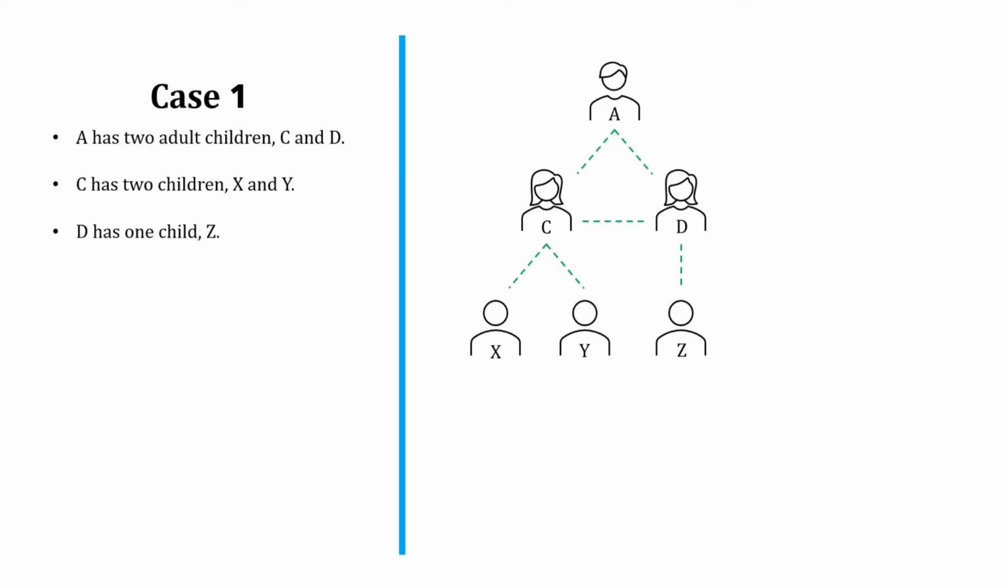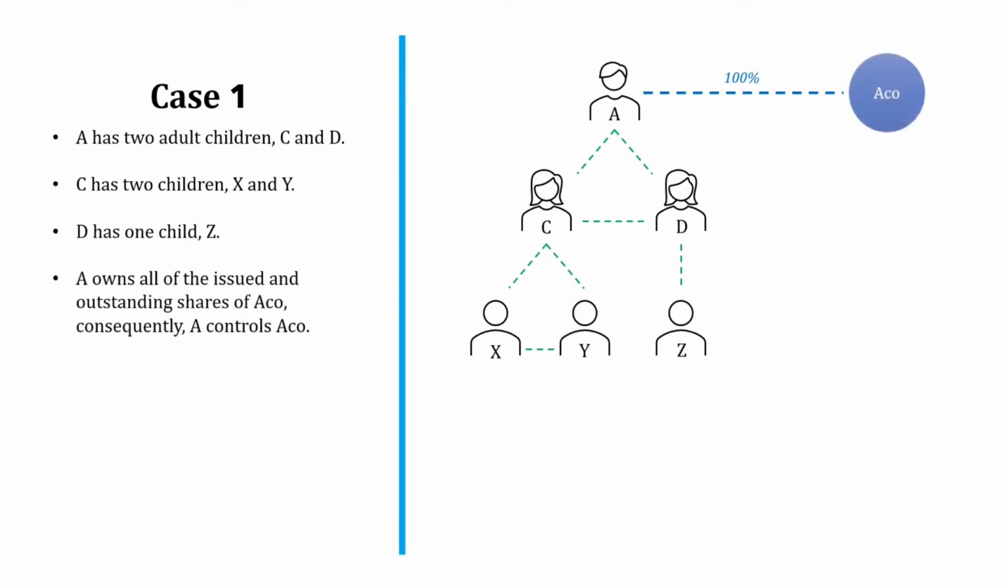C has 2 children, X and Y, and they are siblings. So we should draw a line between those two. They are related. And you'll notice I am not drawing a line between X and Z or Y and Z because cousins are not considered related, at least for the purposes of the Income Tax Act. You'll also notice that I'm not drawing any lines between C and Z or D and X and Y. And that's because nieces and nephews, aunts and uncles are not considered to be related persons for the Income Tax Act. Let's keep going with the case.